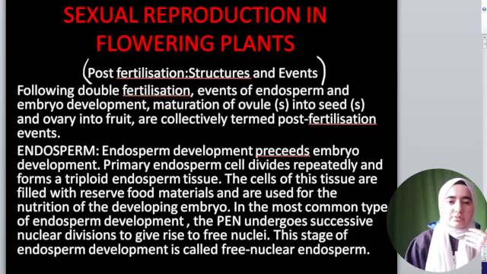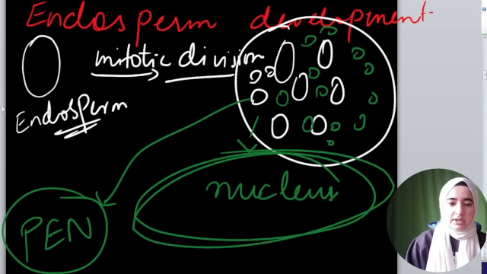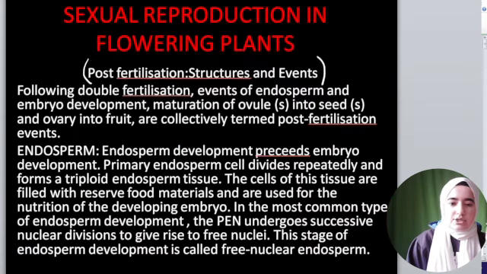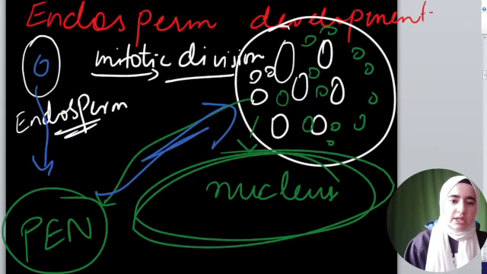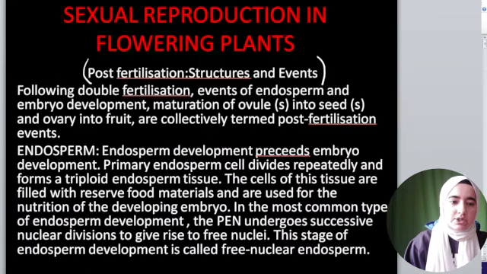The primary endosperm nucleus will undergo successive nuclear divisions, and it will form free nuclei. This stage is known as free nuclear endospermic division.